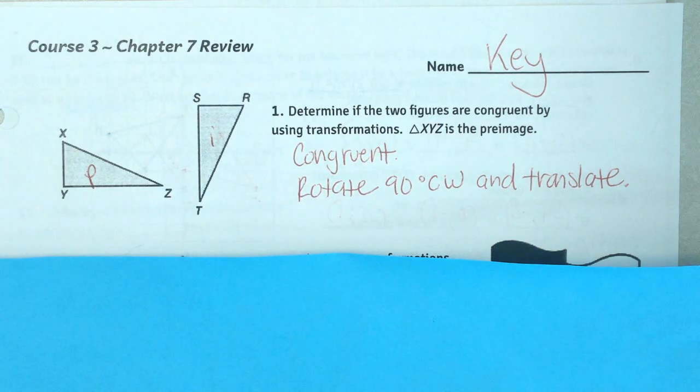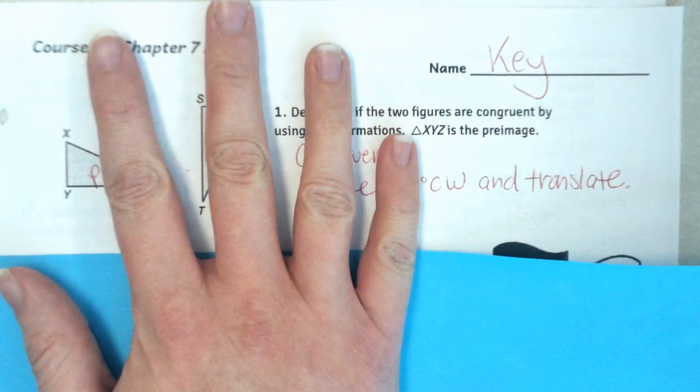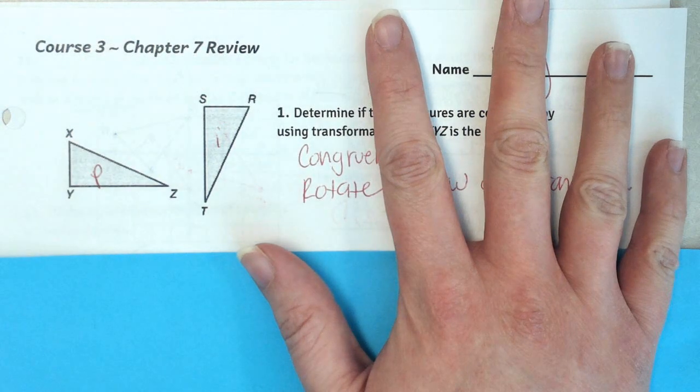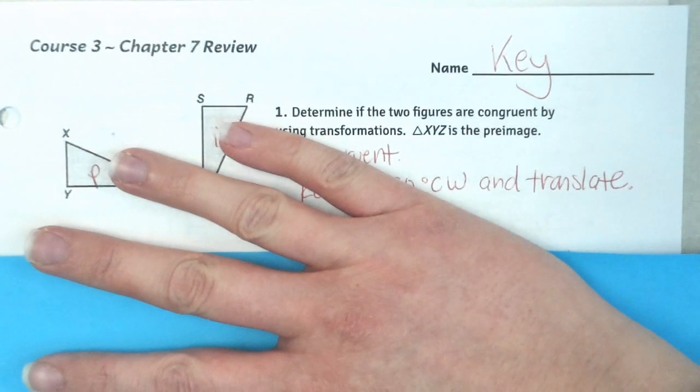So the first one asks if they are congruent. Remember, congruent means that they are the exact same shape, exact same size. What's a translation, guys? Slide. What is a rotation? Turn. What's a reflection? Flip.